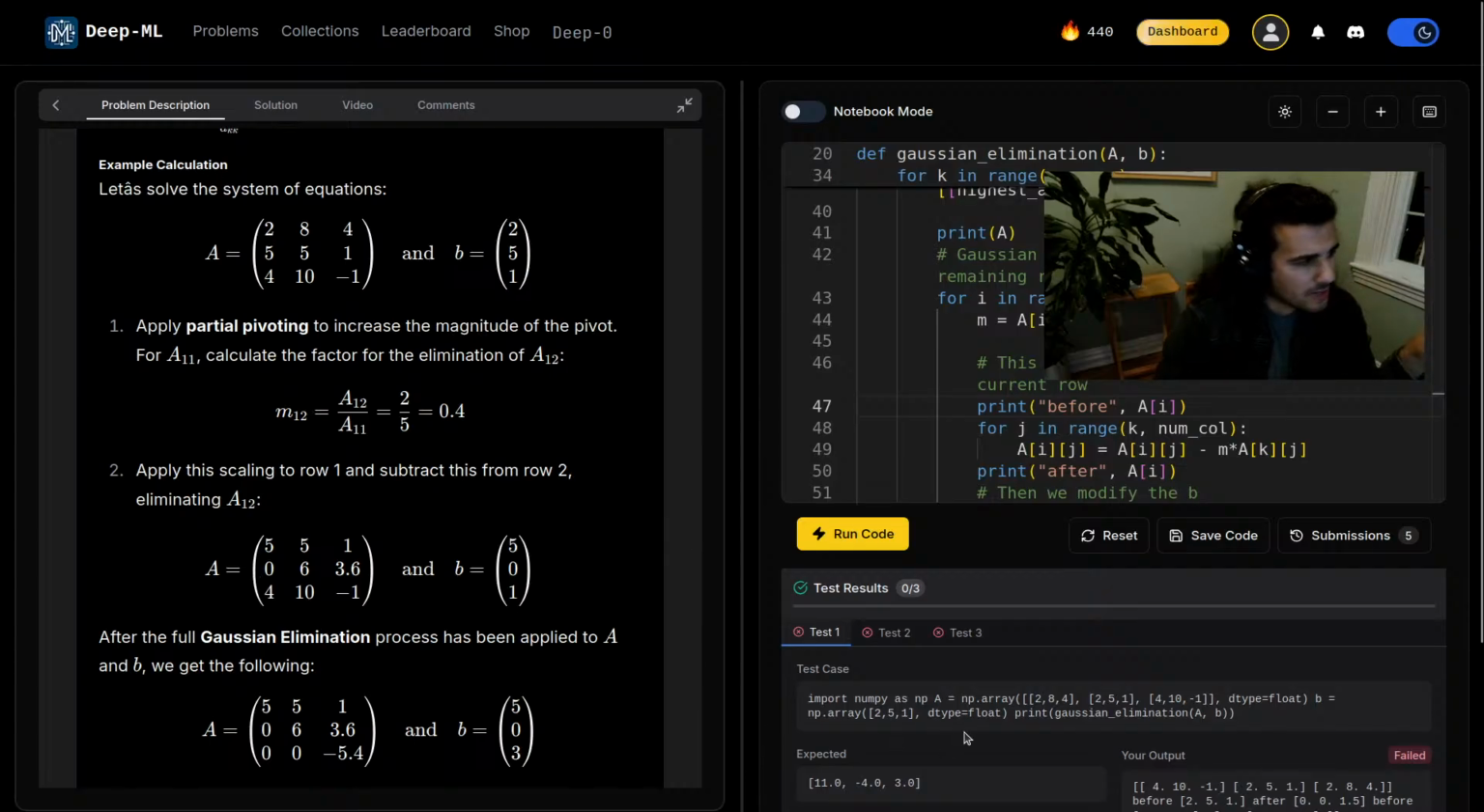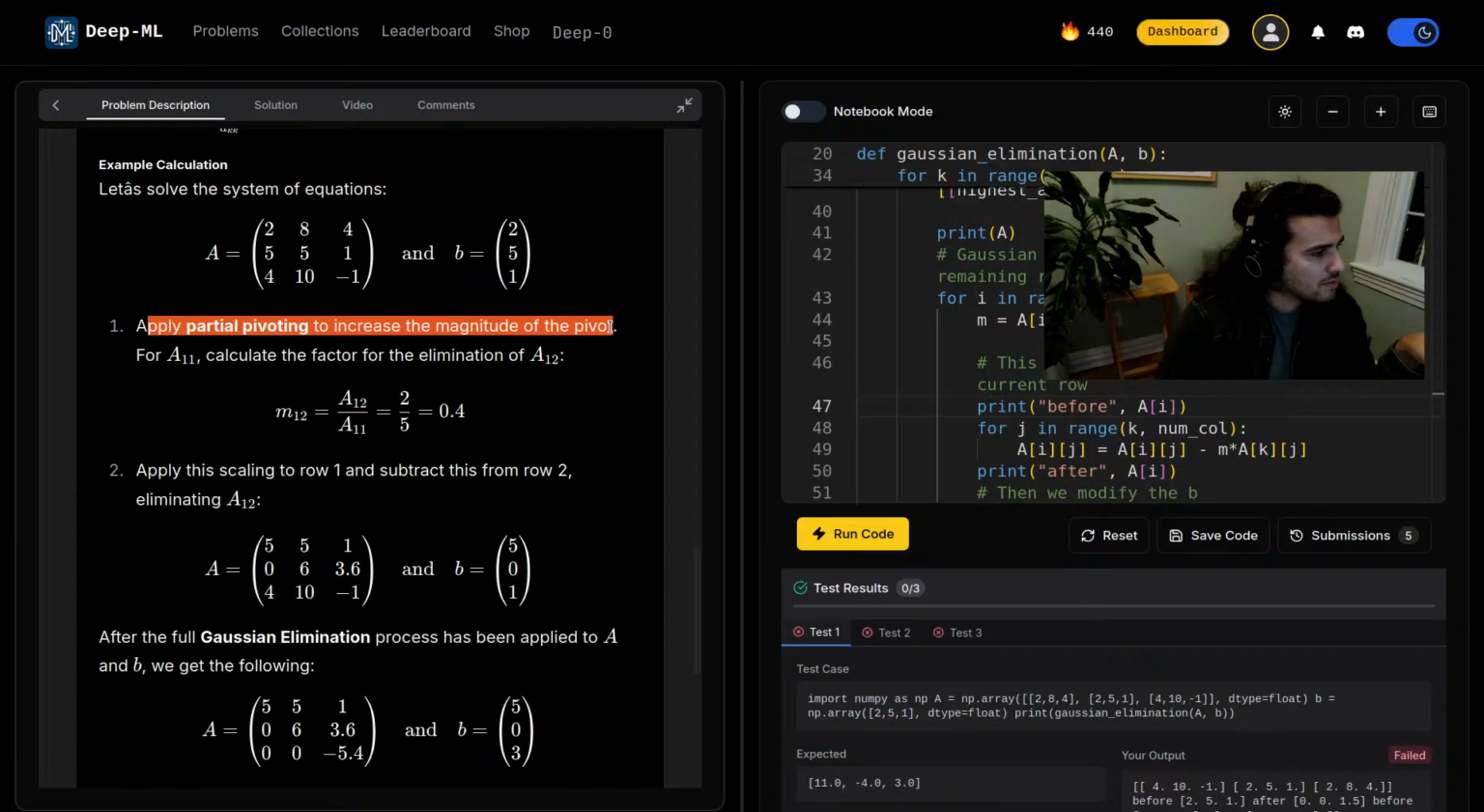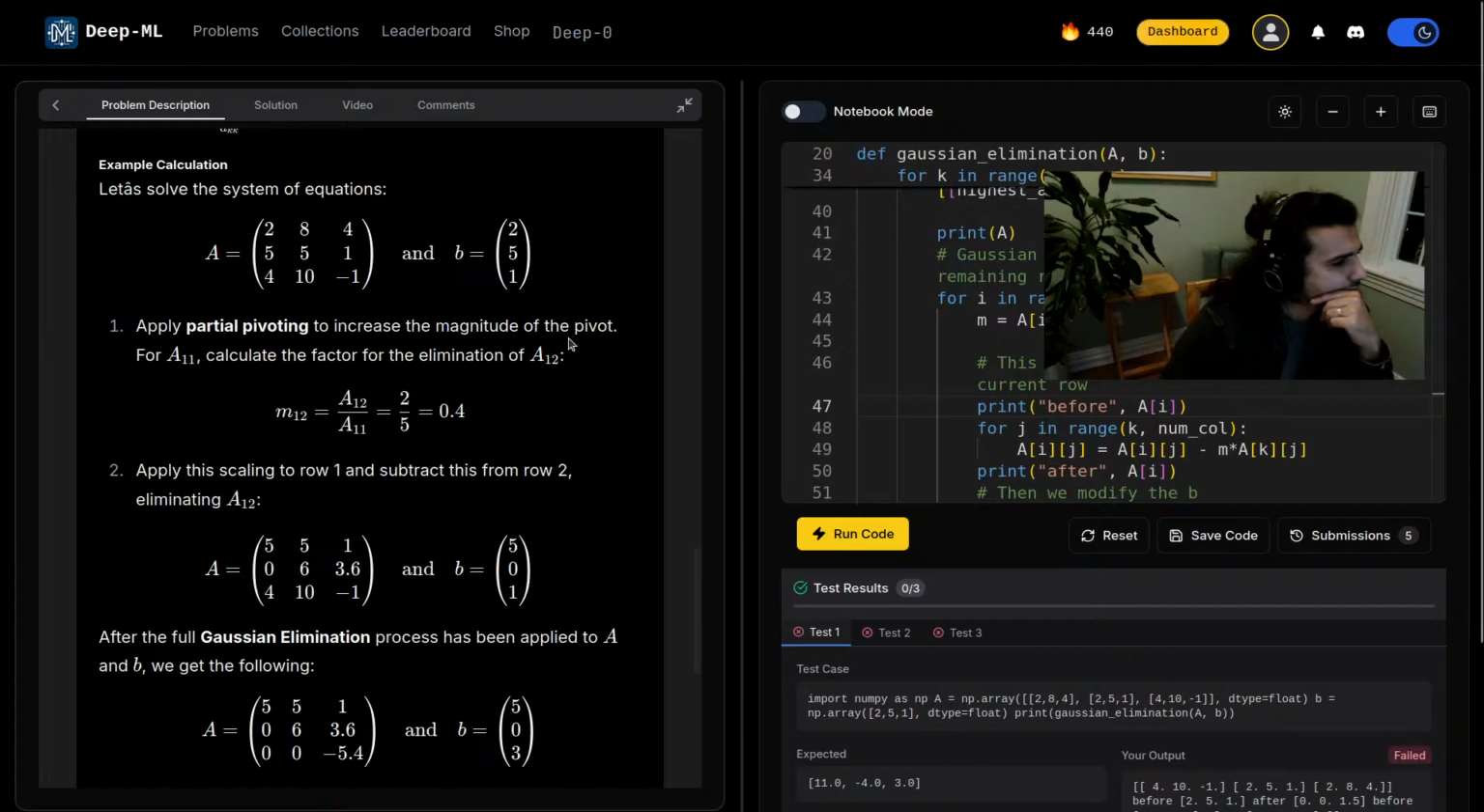Like, you see, this is what I'm doing right now, right? Like this is literally it. Like I'm doing this one. 2, 5, 4. Apply partial pivoting to increase the magnitude of the pivot. What are we saying? They're not swapping the rows.